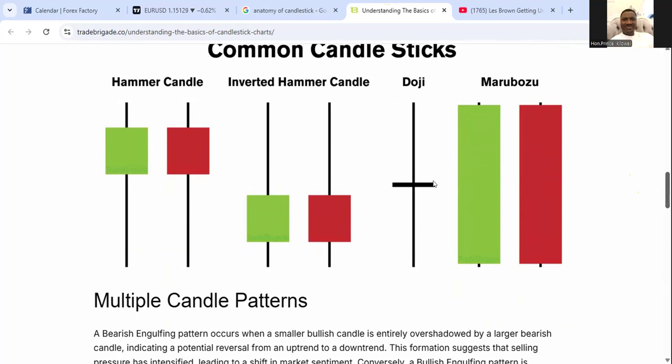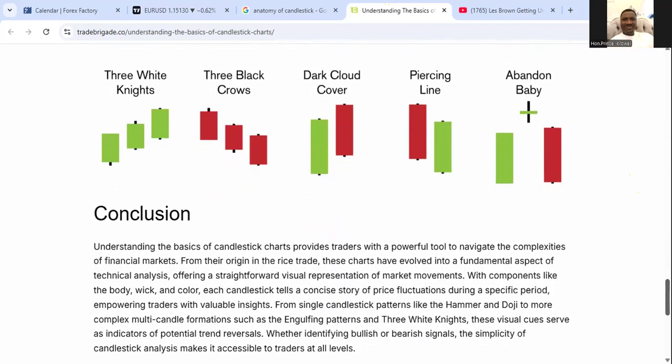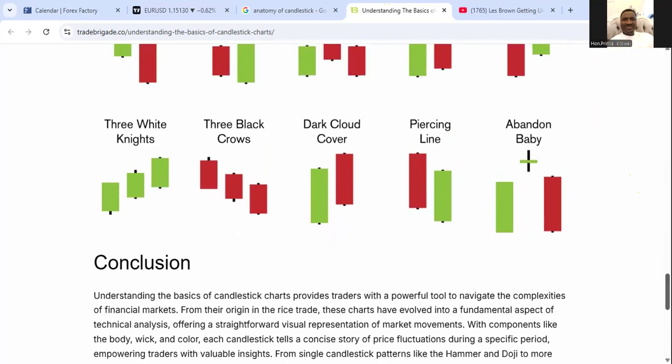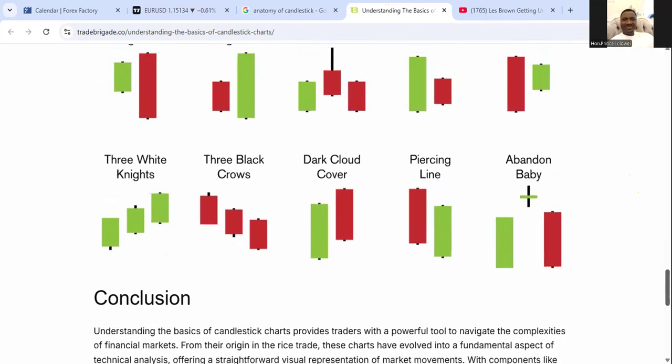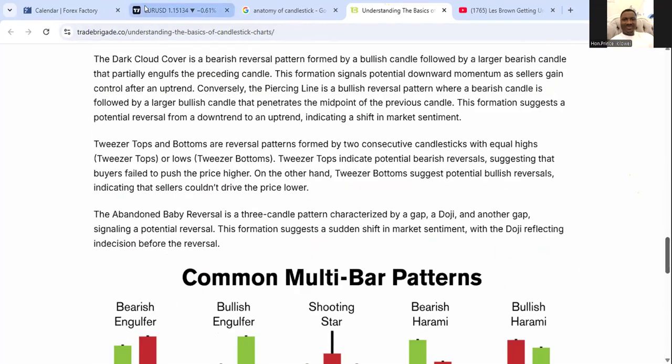Then this doji is also another powerful candlestick pattern. If you see this doji on a zone, whether resistance or support zone, this is a sign that the market is going to change direction to the downside. So these are some of the candlestick patterns that you see in the market. Let me show you on the chart.